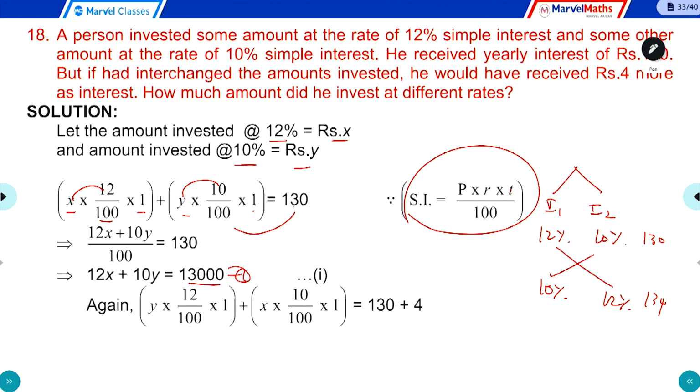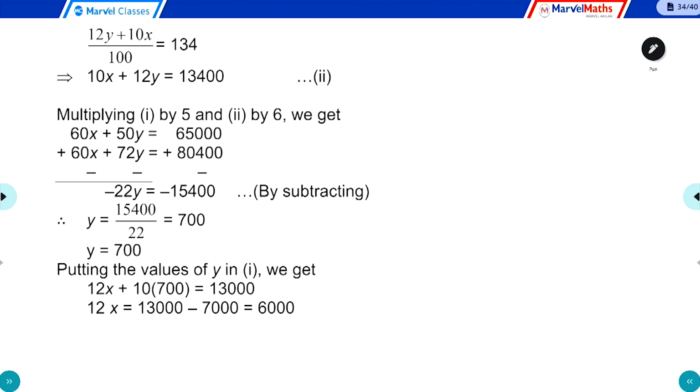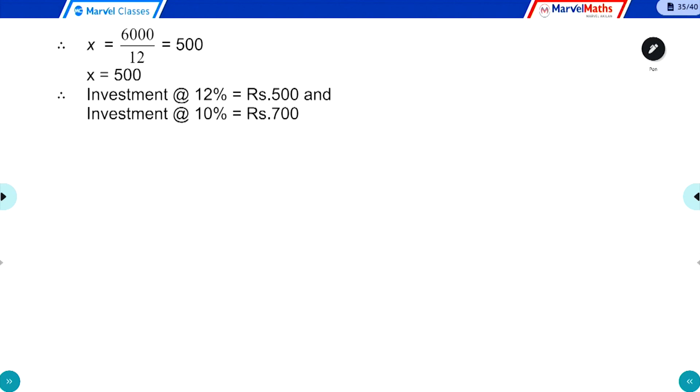Similarly, if I interchange this, so what is the amount? So 10x by 100 plus 12y by 100 equals 130 plus 4, because 4 rupees extra. So 10x plus 12y equals 13,400. Solve by linear elimination method or any other method. You can find the values: y equals 400, then x equals 500.